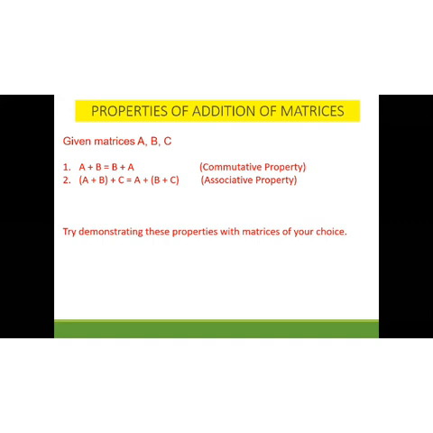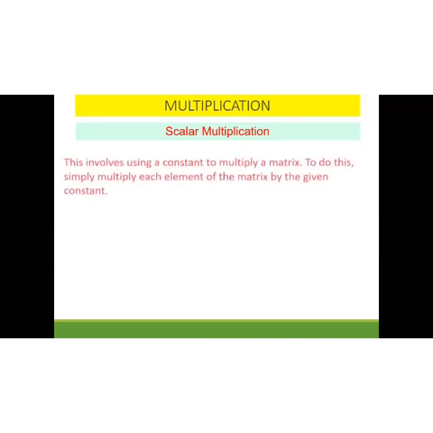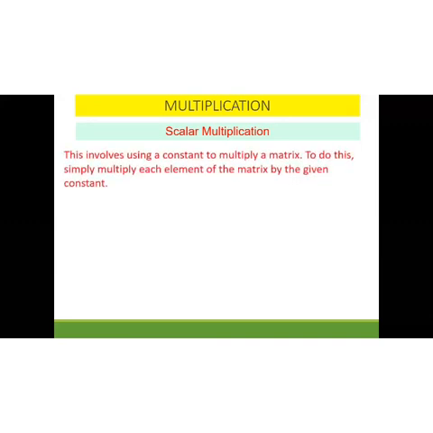Let's move on now to multiplication. Now we're going to be looking at two different types of multiplication, the scalar multiplication and the matrix multiplication. Let's start with the easy one, scalar multiplication. So scalar multiplication, what's it all about? This involves using a constant to multiply a matrix. A constant in the sense of numbers like 2, 4, 5, 6, 7, 8, just numbers to multiply a matrix.